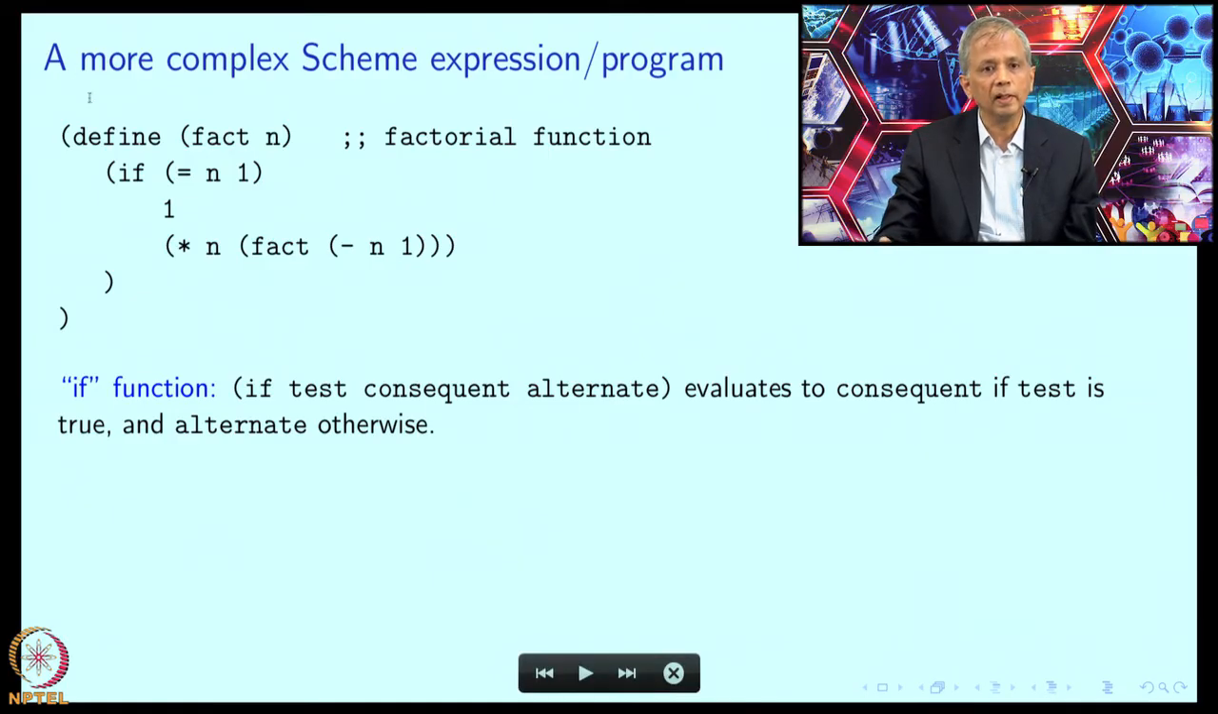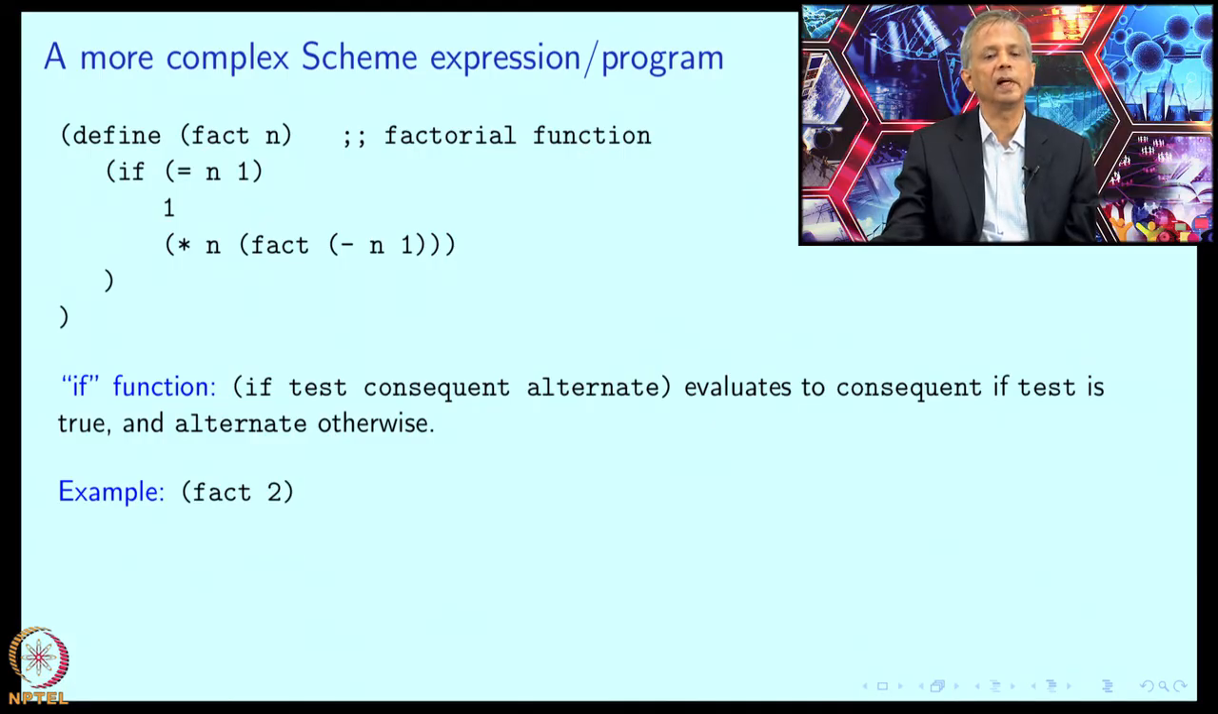So for example, in this if, this part is the test. This test is going to check, is n equal to 1? This part is the consequent, and this part is the alternate. So if n is equal to 1, then this entire expression represented by the if statement is going to result in 1. If n is not equal to 1, then this entire expression is going to result in this expression. Okay? So let us see now how an expression which calls the factorial function will execute.